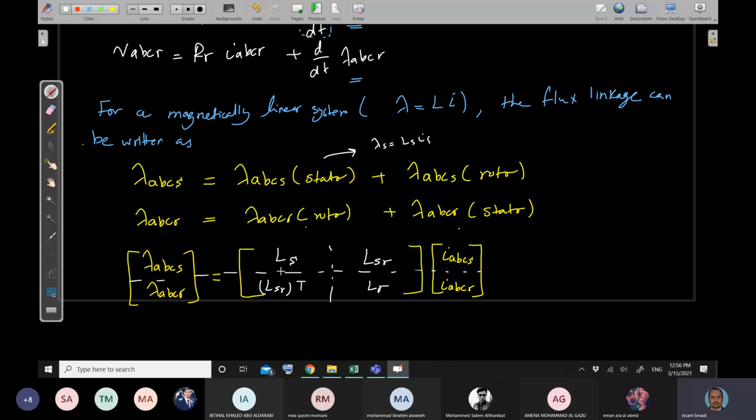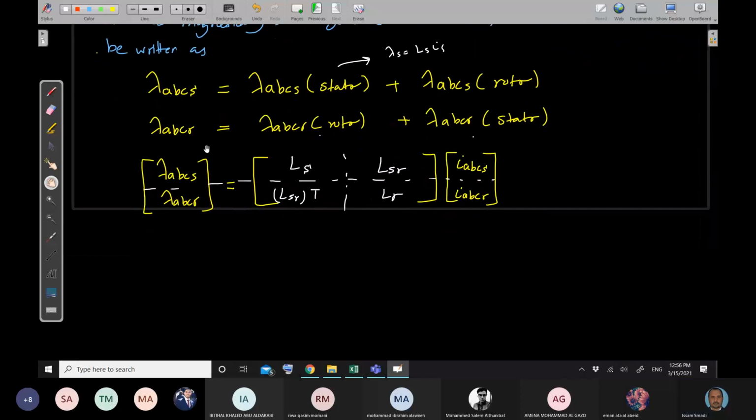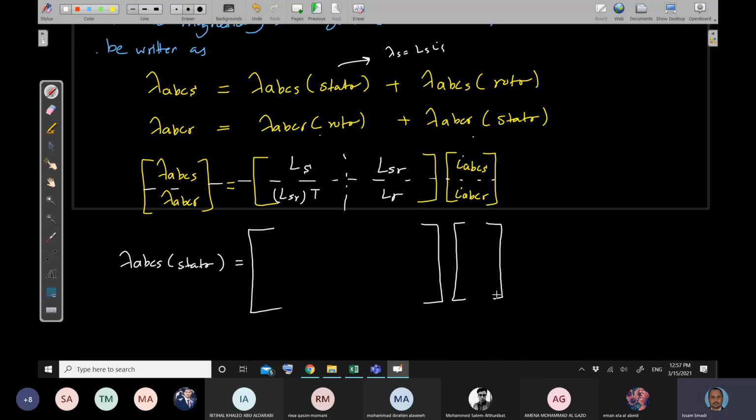So now let's try to calculate those elements, LS, LSR, and LR. The first one, if I need to calculate the LS, simply if I use superposition, I will kill this one here and say that lambda S will equal LS I ABCS, and in this case, this will equal lambda ABCS of the stator circuit, correct? So lambda ABCS of the stator circuit will equal a certain matrix multiplied by the current flowing in the stator, which is I AS, I BS, and I CS.